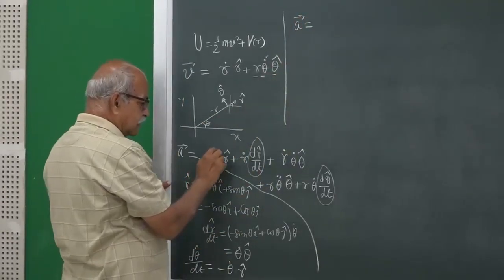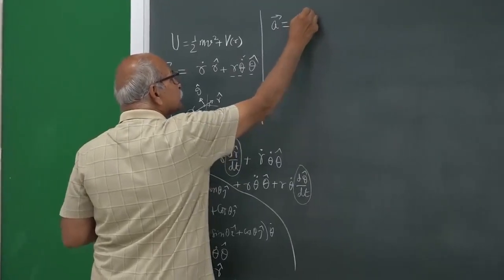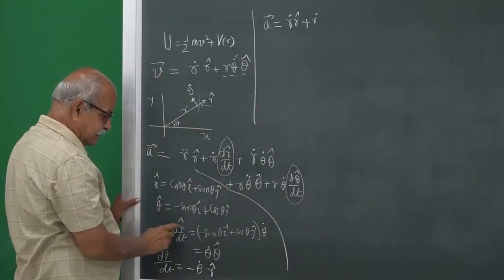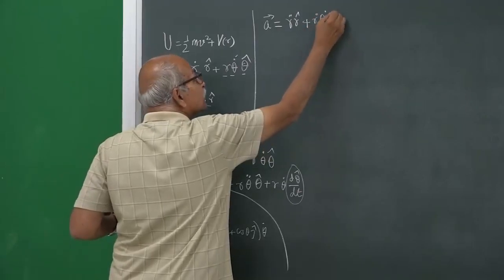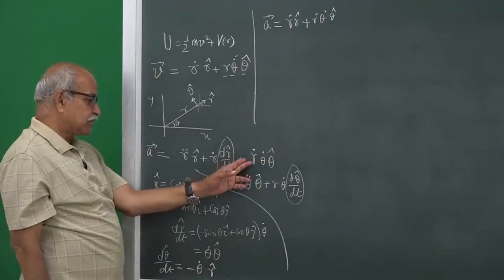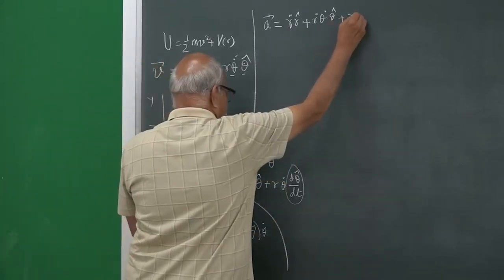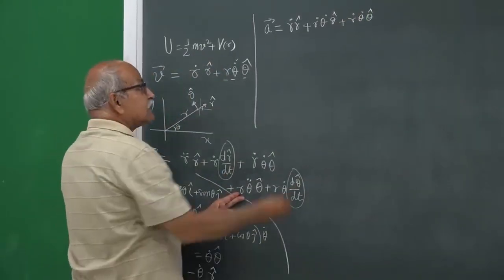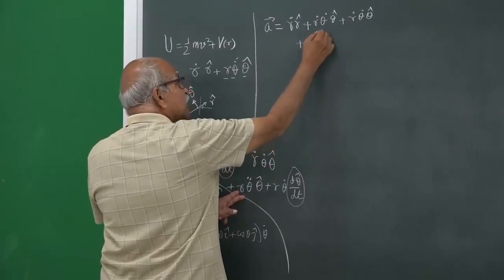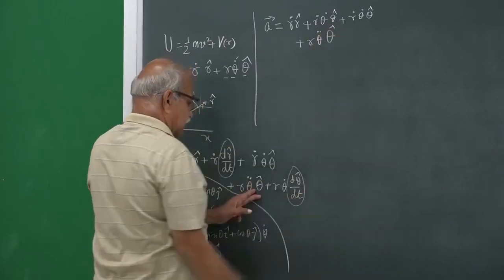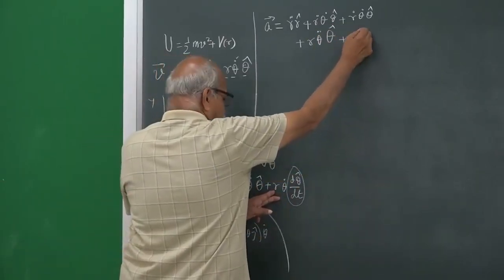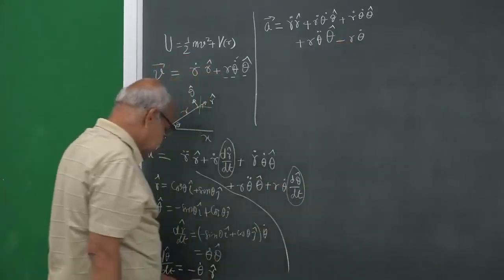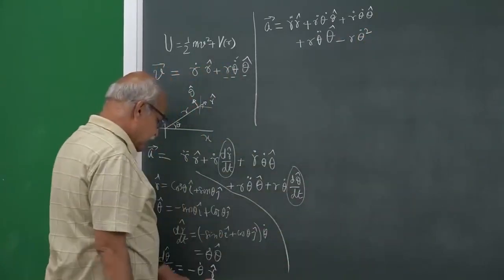So, you can put it here, and your expression for acceleration is now: acceleration is r double dot r cap plus r dot, and then dr cap dt is theta dot theta cap, then plus r dot theta dot theta cap here, then from here it is plus r theta double dot theta cap, and then you have r theta dot, and d theta cap by dt is minus theta dot r cap. So, it is minus theta dot squared and then this r cap.